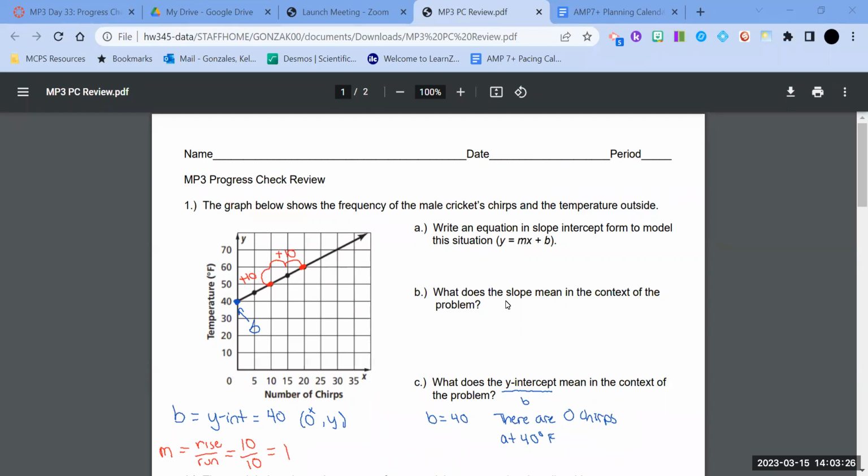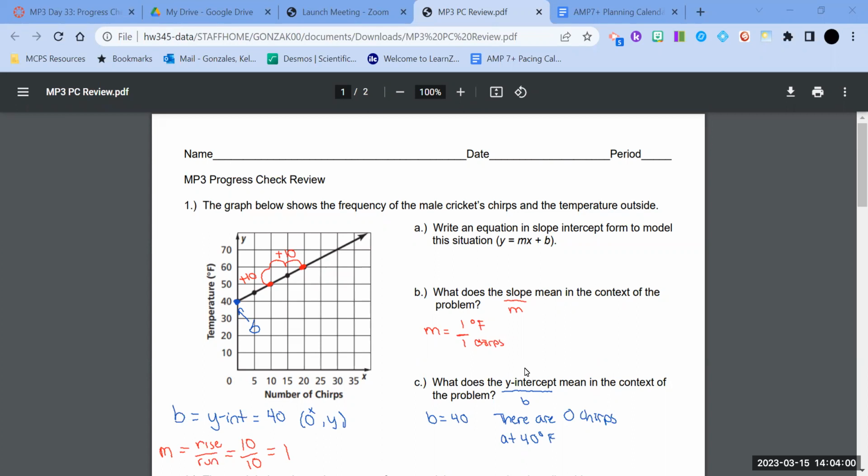Now that I have the slope of the line, I have to write what it means. The slope is my m, and my m is 1. When I explain the meaning, I find it's easier if I write it as a fraction, so you can put any whole number over 1. The rise is looking at the y-axis, so that's the temperature in degrees Fahrenheit. The run's looking at the x-axis, and that's the number of chirps.